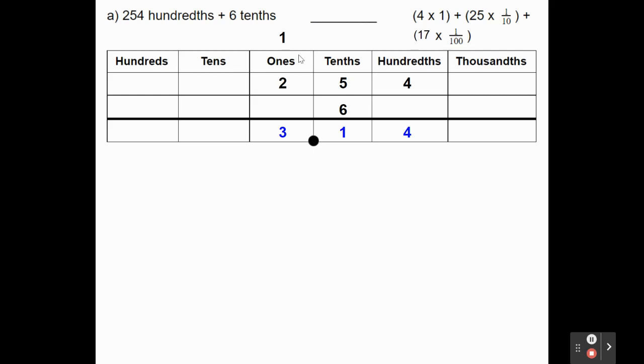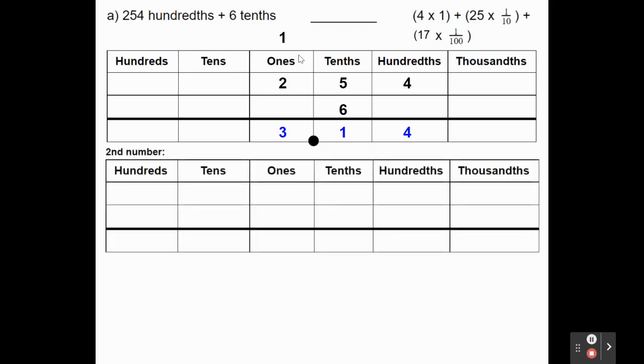Let's try rewriting the second number in standard form. Here we have 4 times 1, which means the 4 is in the ones place. This next part says 25 times 1 tenth, which means it's representing 25 tenths. So the 5 is going to go in the tenths place, and the 2 is regrouped to the ones place. Finally, we have 17 times 1 hundredth, so that means we have 17 hundredths. So underneath, we're going to put a 7 in the hundredths place and a 1 in the tenths place.